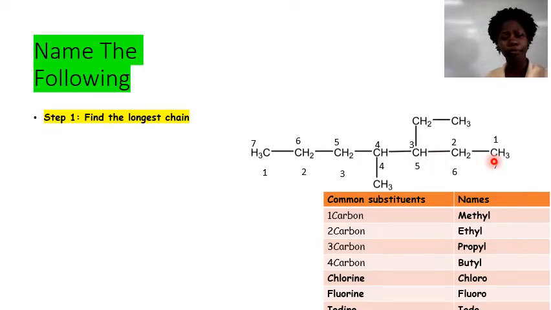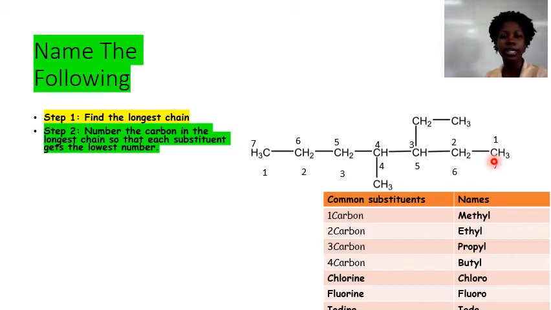Okay, very good. All right, now the next step is we need to number the carbons in the longest chain so that each substituent gets the lowest number. That's always going to be our second step. So we're numbering it. At the bottom here, we numbered it from left to right, and at the top, we numbered it from right to left.